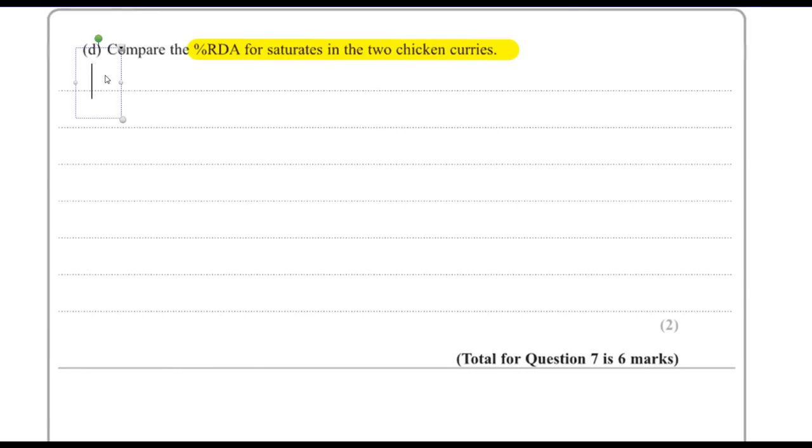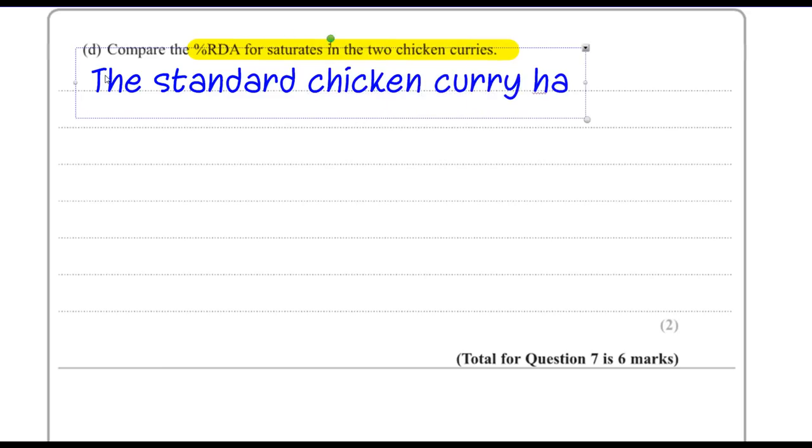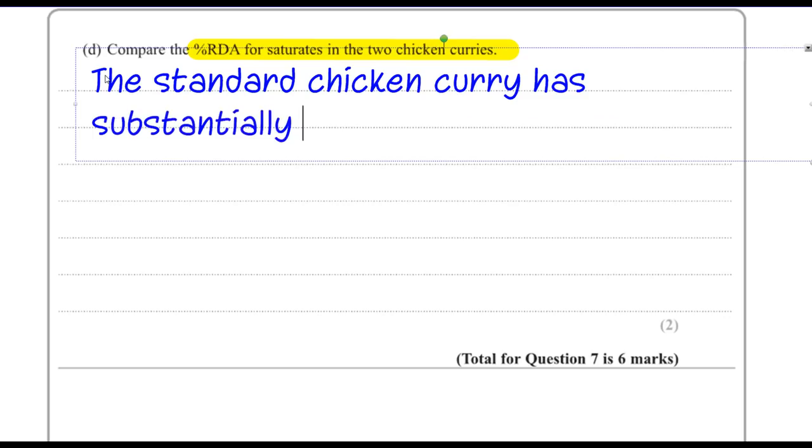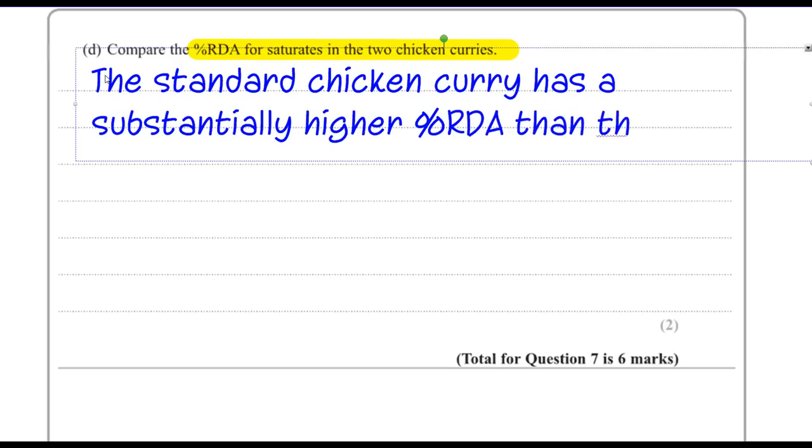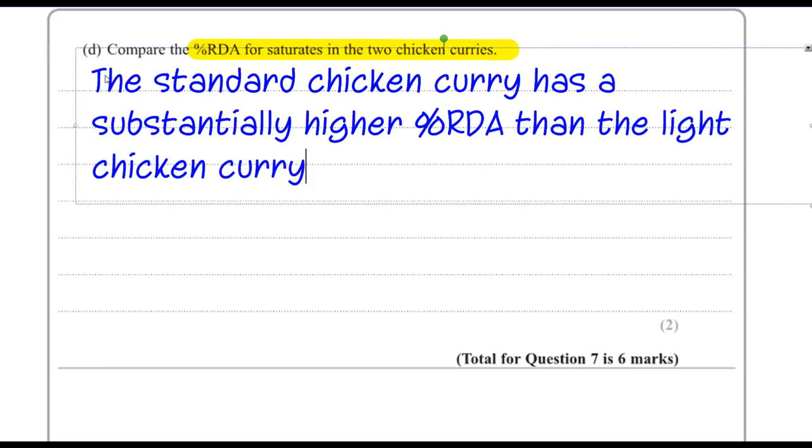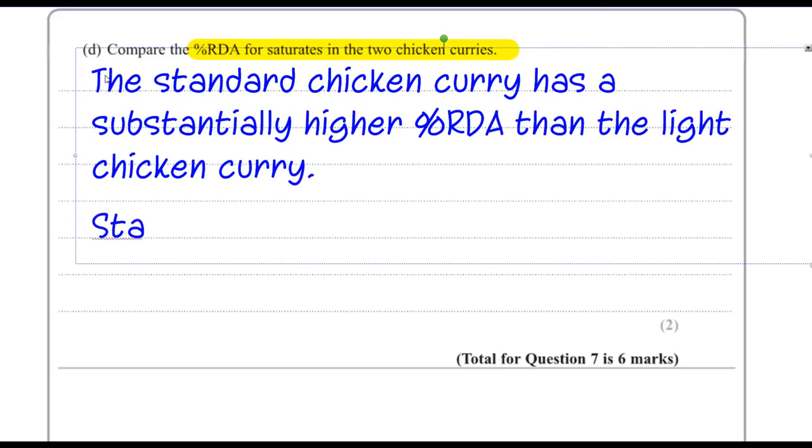So the standard chicken curry has a lot more, or substantially more, or has a substantially higher percent recommended daily allowance than the light chicken curry. And you can give your numbers as well. So standard percent RDA was 90%.